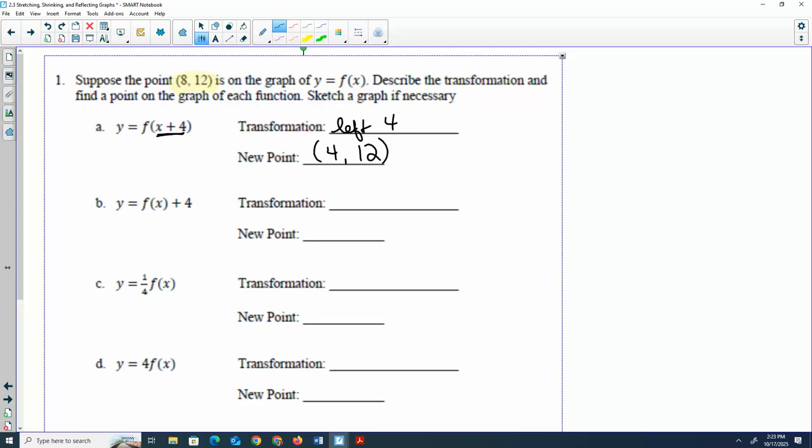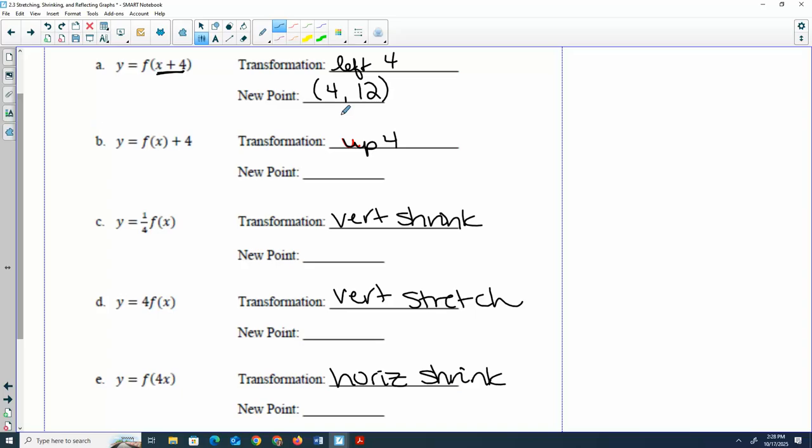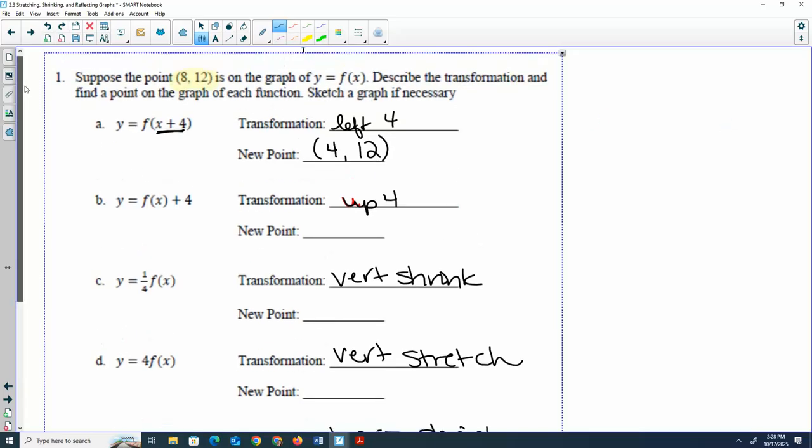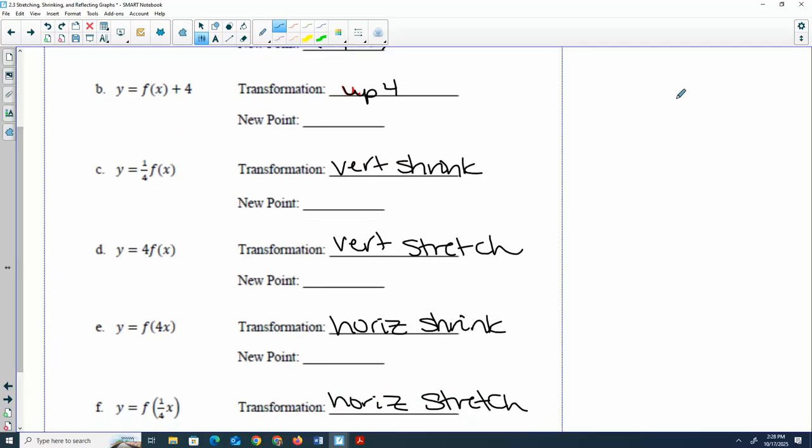So on these, I want you to talk through what the transformation would do and what the new ordered pair would be. I want you to work with somebody sitting next to you, and then we'll check them in a minute. So, our point, we're using the 8, 12 for all of them.